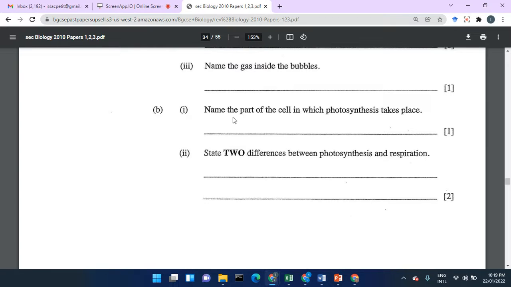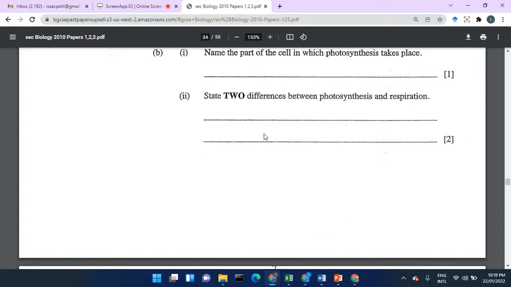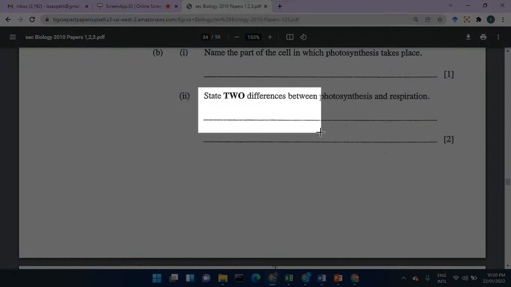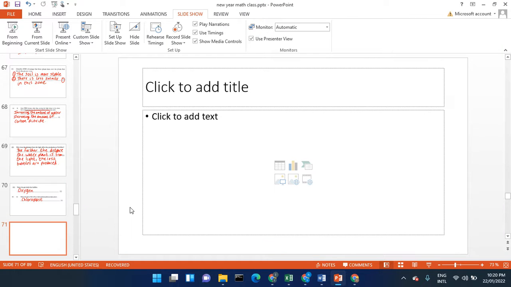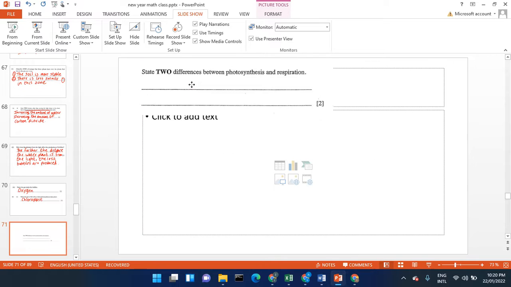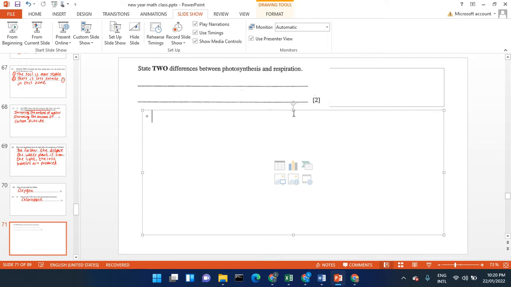All right, so it says state two differences between photosynthesis and respiration. Both of these are processes, but what are the differences between these two processes? Here they want us to state two differences. So let's place this question up above, and we're going to answer it using this text box.